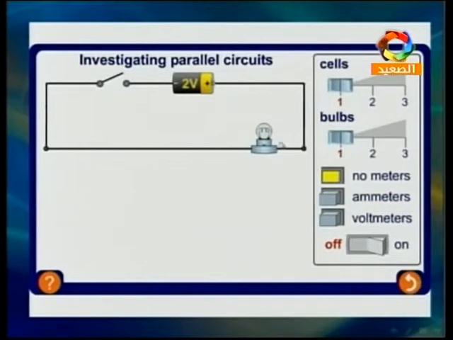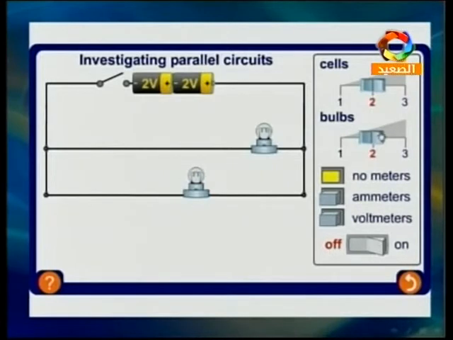Here we have our circuit again, with one cell and one lamp. Here we investigate parallel circuits. If I increase the batteries to 2 cells, and I increase the bulbs to 2 bulbs, what will happen here? If I close this one, we have electric energy in the 2 lamps. Why? Because they are connected in parallel to each other.